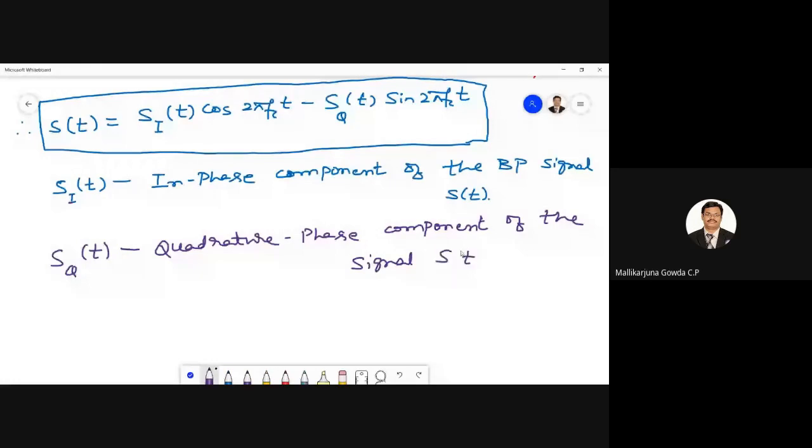Because si of t is multiplied by cos of 2 pi fct and sq of t is multiplied by sine of 2 pi fct. And you all know cos and sine are at what phase difference? It is a 90-degree phase difference, right? So that is why something which is multiplied by cos is known as the in-phase component of the bandpass signal, and something which is multiplied by sine is known as the quadrature phase component of the bandpass signal. Hope I am clear, whatever I have taught so far.